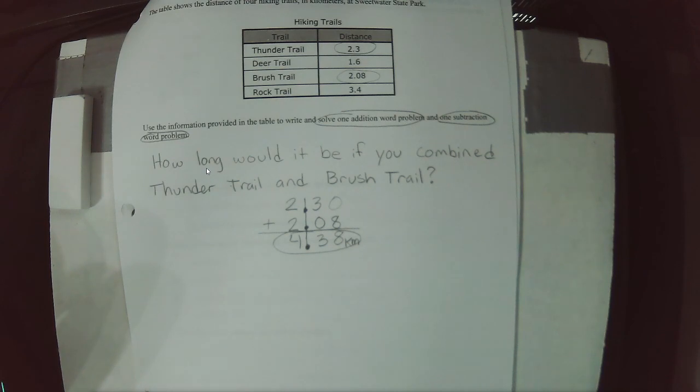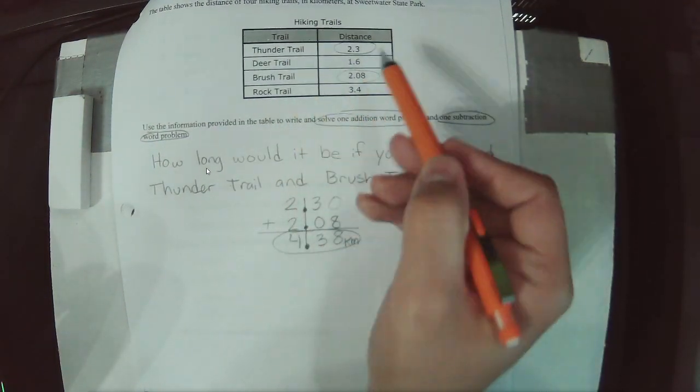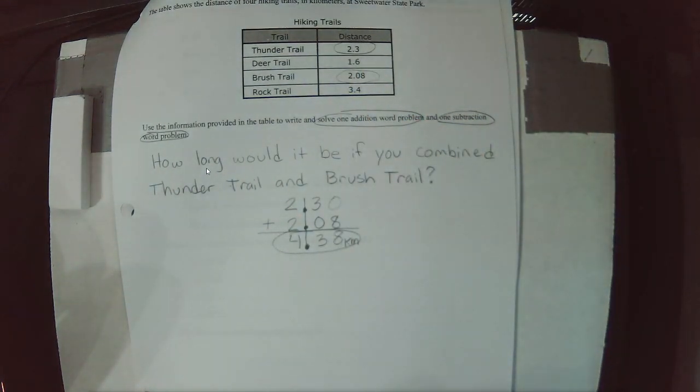It's the third trail. Well, what are those numbers for? What does it say on the chart? Here's the trail, and this is what? Distance. What is distance? Distance means like far from. Okay, so like how long those trails are. So that's what those numbers are, right? How long the trails are.